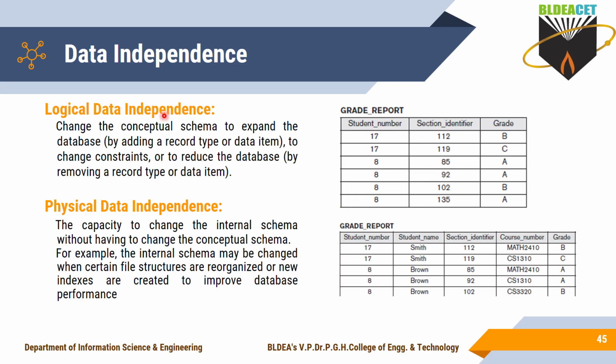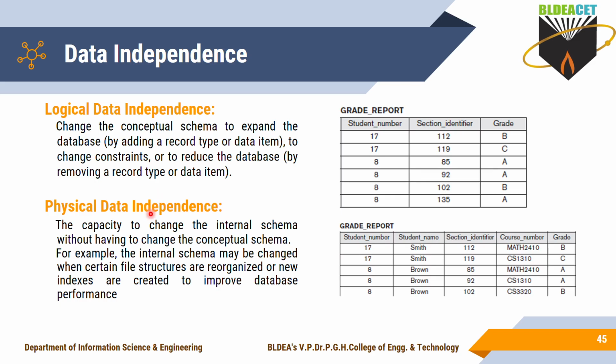You can make changes in your record type. How are you making changes now? By adding the data items here. So student name you are adding, and also course number you are adding. You can add these two and represent this as an external view to that particular user who wants to view this information. If you make any changes, it doesn't make any difference to your internal schema. That is independent here. That is what we call logical data independence.